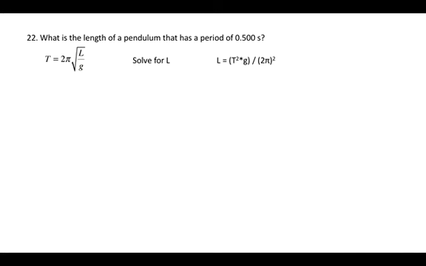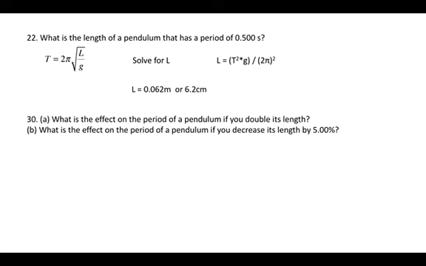So if we divide the period by 2 pi, we would get the square root of L over g. So we square both sides, and we get L is the period squared times g divided by 2 pi, quantity squared, and we get a length of 6.2 centimeters. Now, if you do this on your calculator, you'll notice you'll get 0.062. That's in meters because, again, gravity's in meters, so we will be using that.